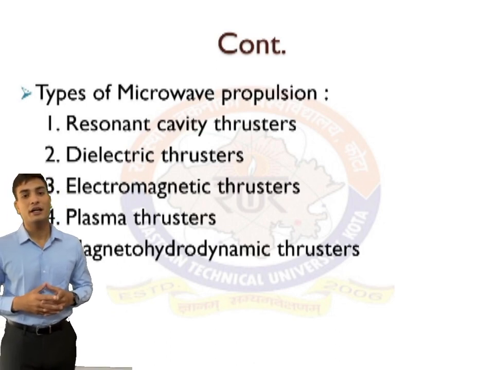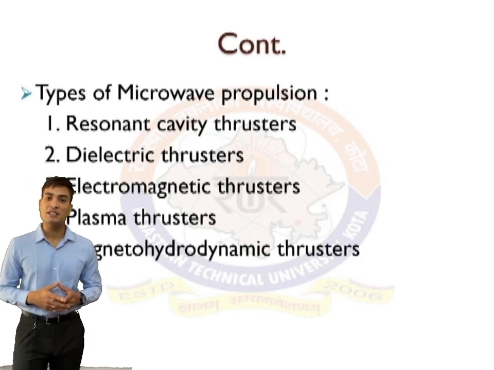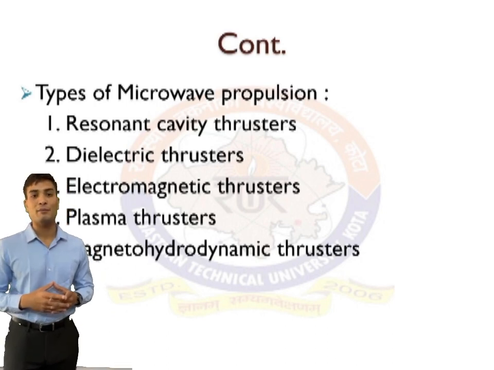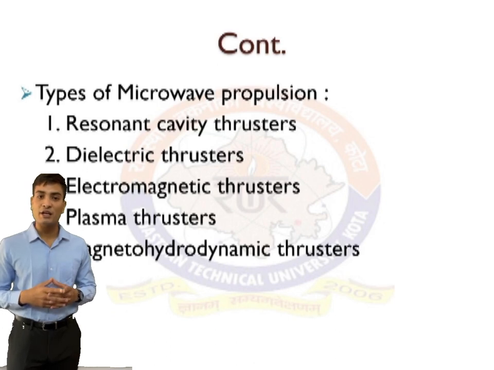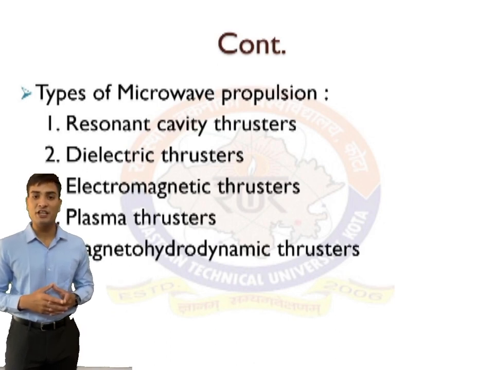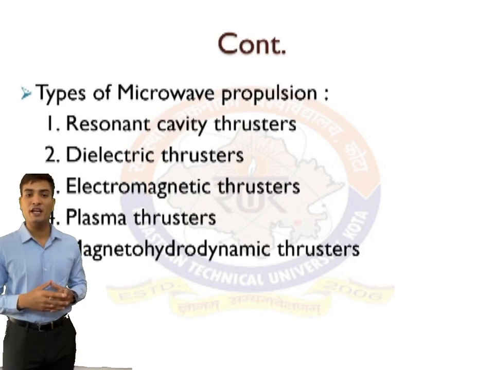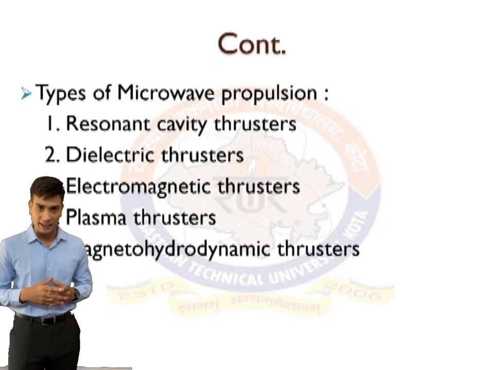The fourth is plasma thrusters. These thrusters use the microwave to ionize gas and create plasma, which is then accelerated to produce the thrust. Examples of the plasma thrusters include the Variable Specific Impulse Magnetoplasma Rocket, VASIMR, and the Helical Double Layer Thrusters, HDLT.